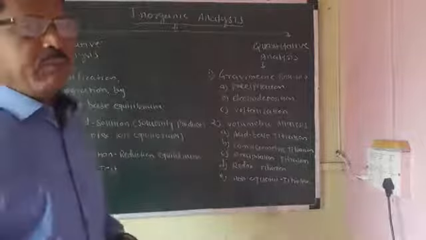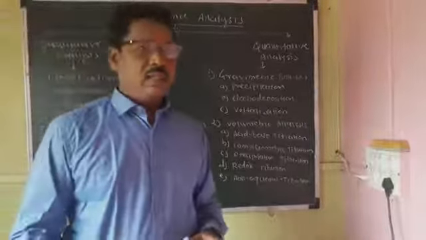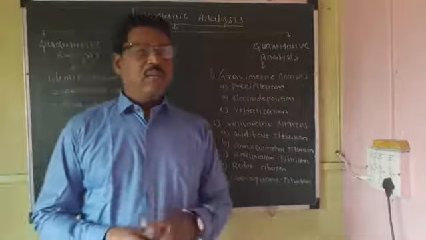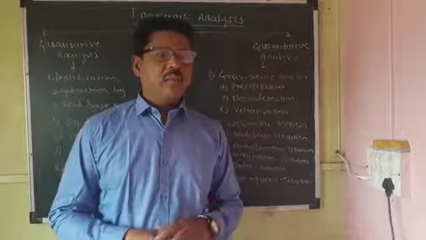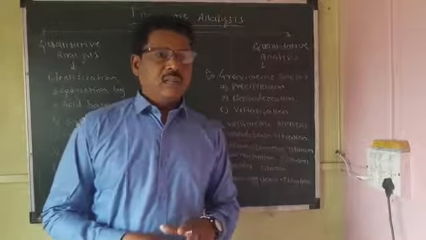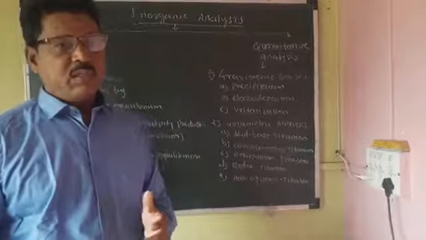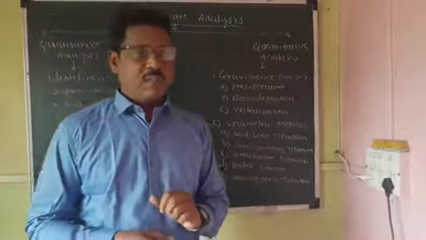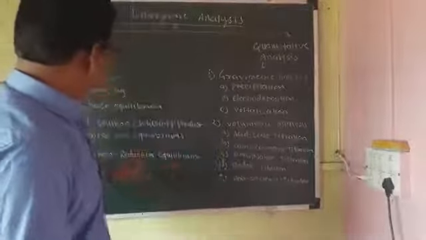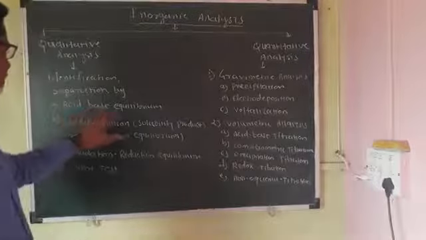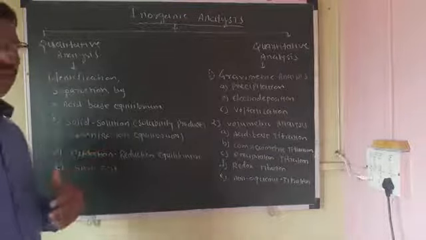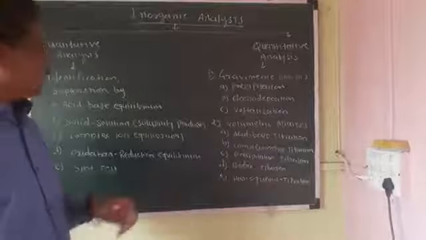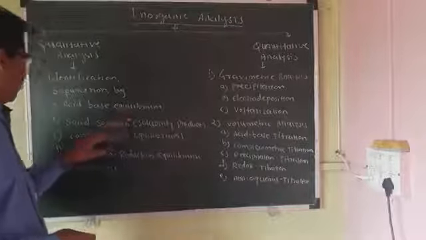Acid-base equilibrium means the acid, when titrated with or reacted with the base, forms a salt. That means at the equilibrium, salt formation takes place. That is acid-base equilibrium: how much amount of acid is neutralized with the base is the equilibrium.